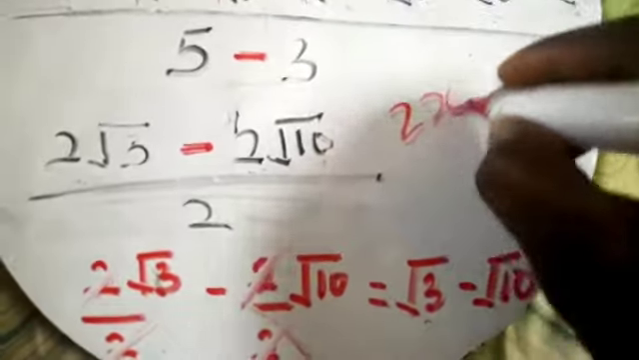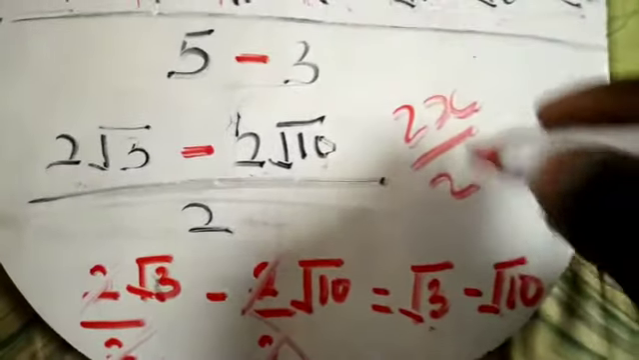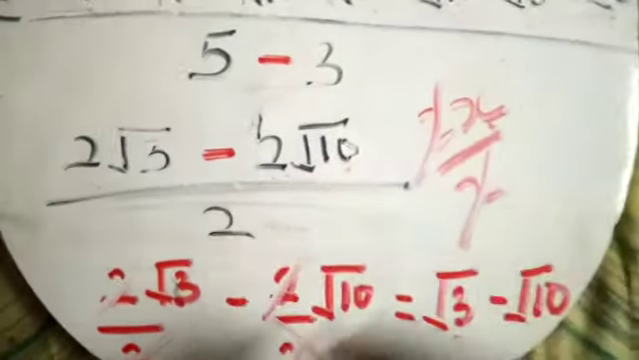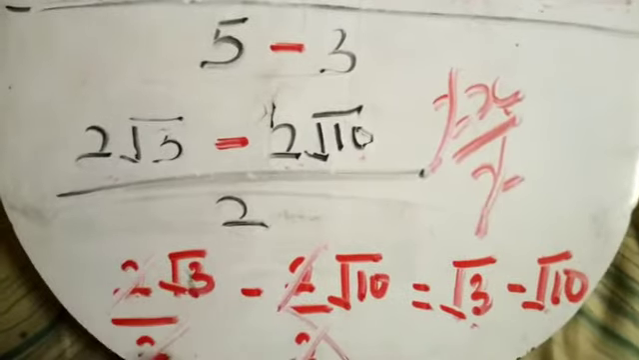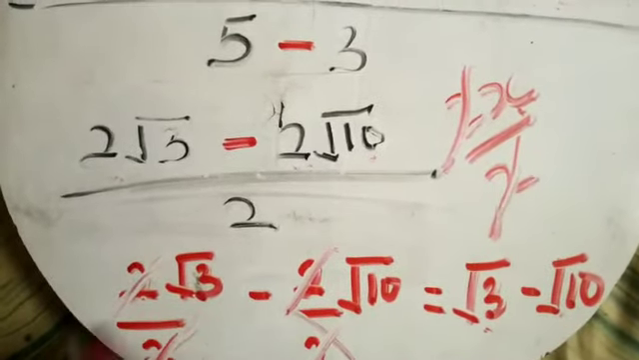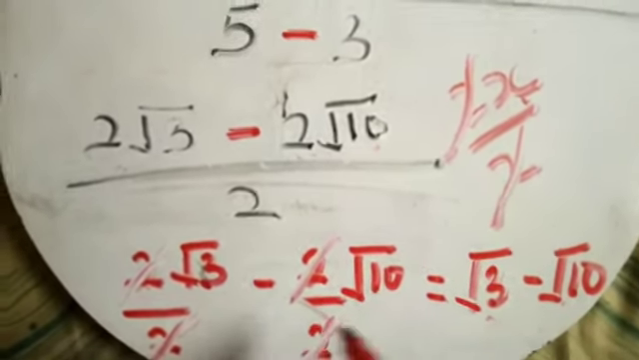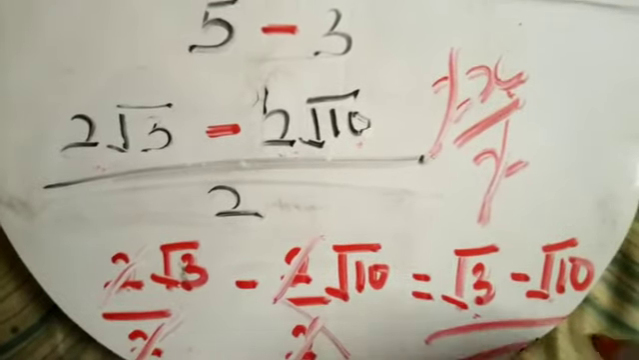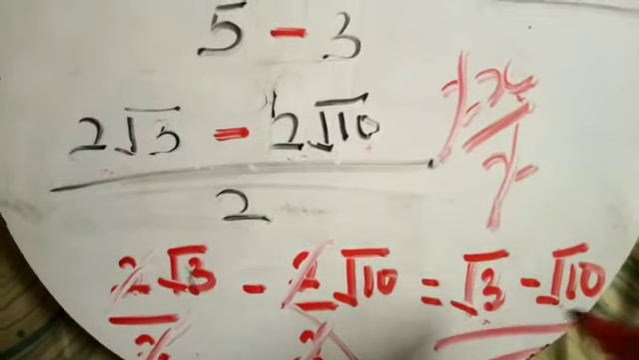So the reason I cancel this is just like, let's say I have 2x divided by 2. Is that okay? The 2 will cancel out, so I left it as 2 root 3 divided by 2. The 2 will go away, they will cancel out. The same applies to the second term. That is how we got the final answer to be root 3 minus root 5.